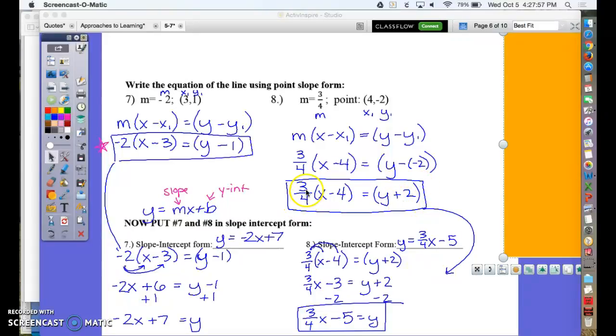You stop. I can look and see the slope. I can look and see a point. Then to solve for slope-intercept form, you would be isolating y. Get y by itself, and you should get y equals 3/4 x minus 5.